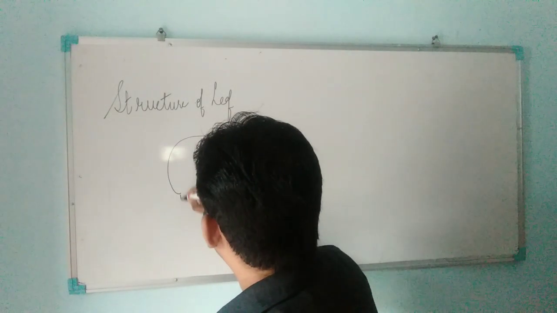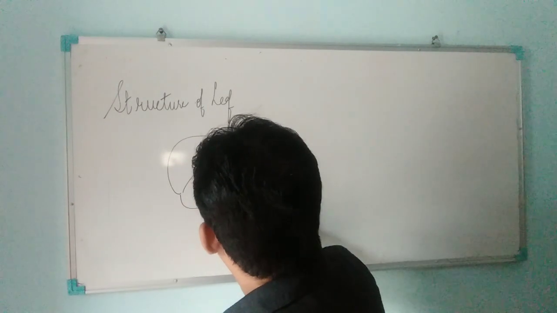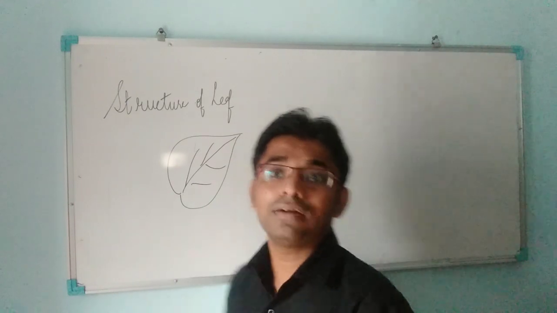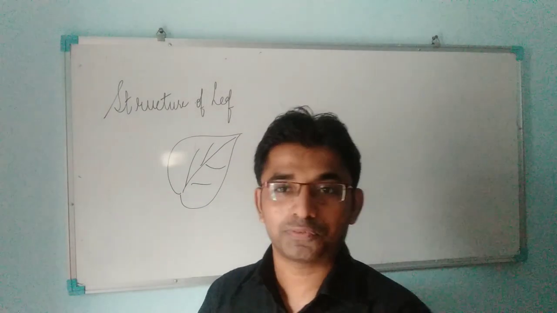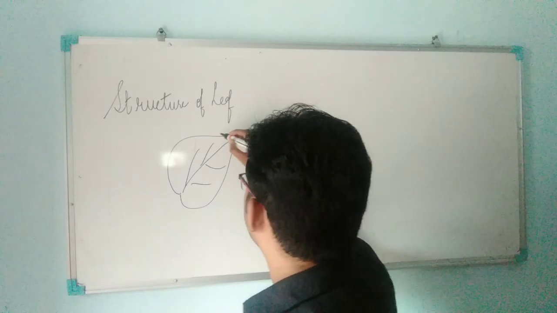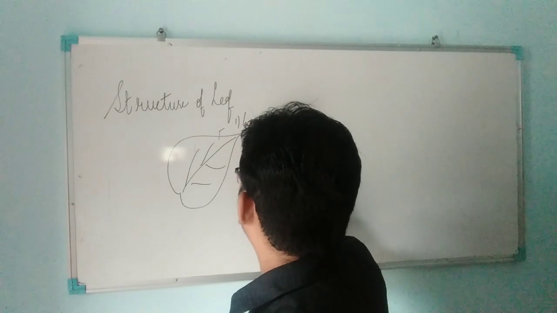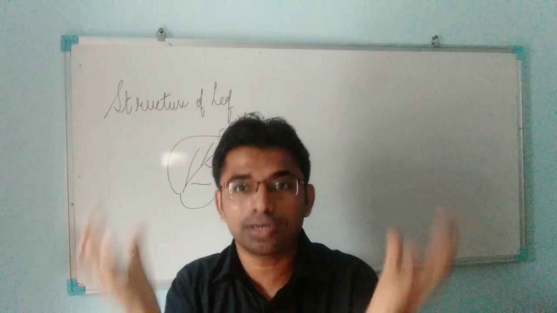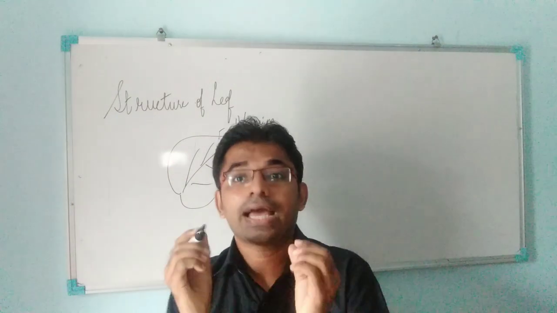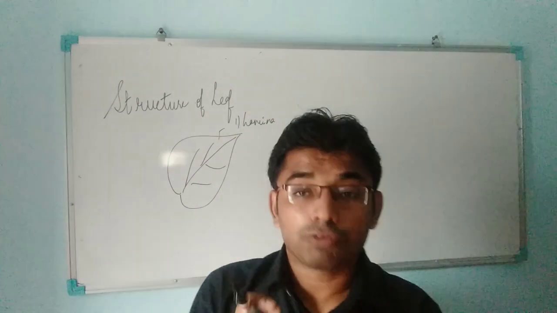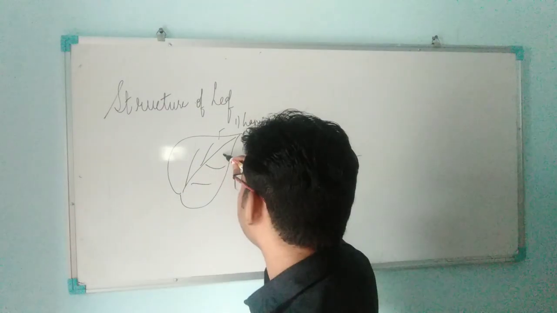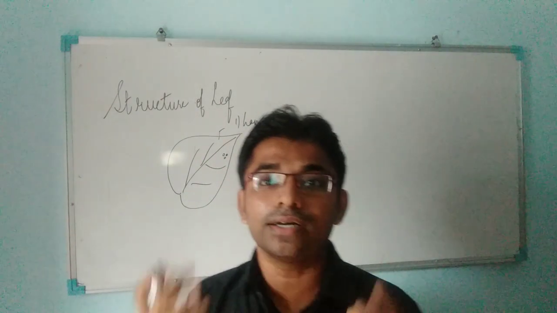So here it is. This is the lamina or the surface of the leaf. This entire surface of the leaf is called the lamina. It is a broad structure. And this lamina consists of minute openings. They are microscopic structures. These minute openings are called the stomata.